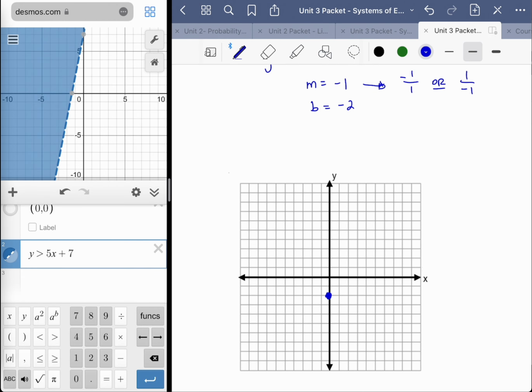So down 1, right 1, down 1, right 1, and so on. If I go with the other one, that's up 1, left 1. Up 1, left 1, up 1, left 1. It still follows the same trend, so we're in good shape.